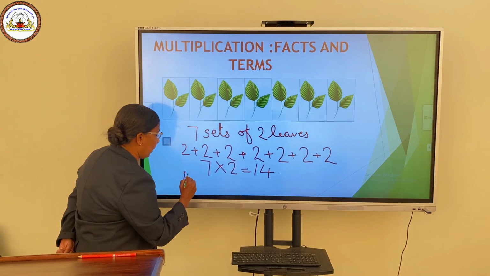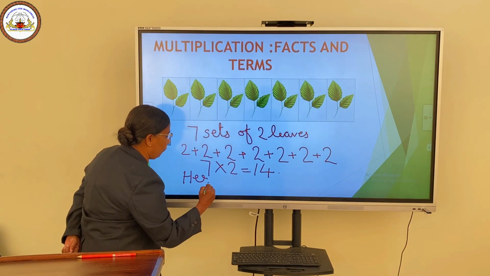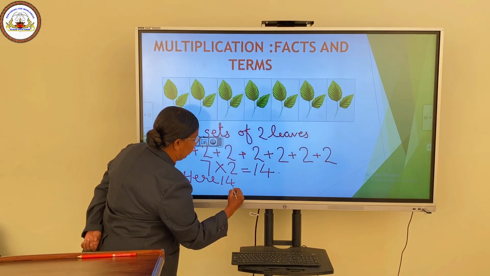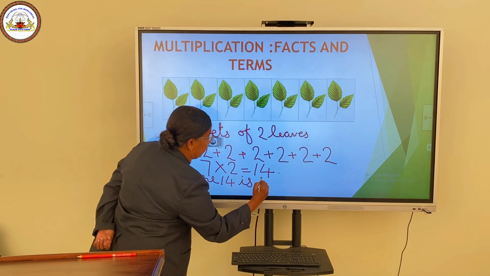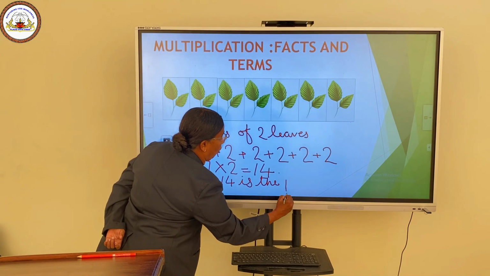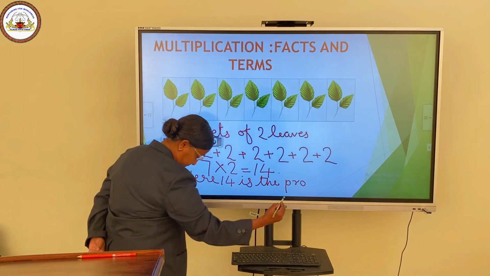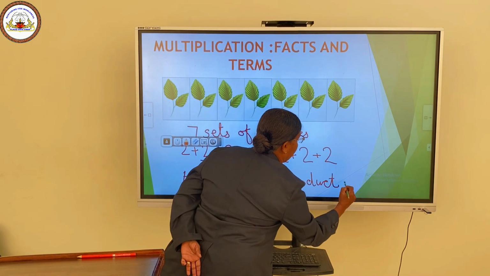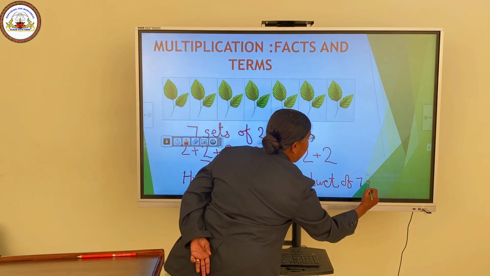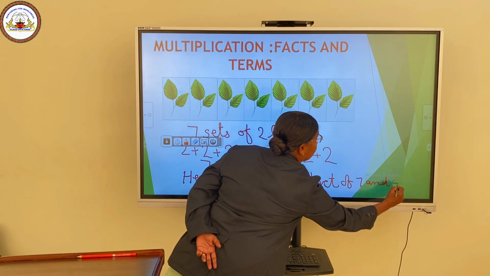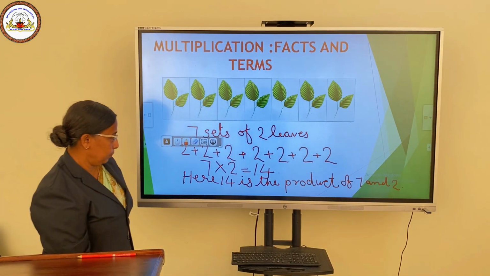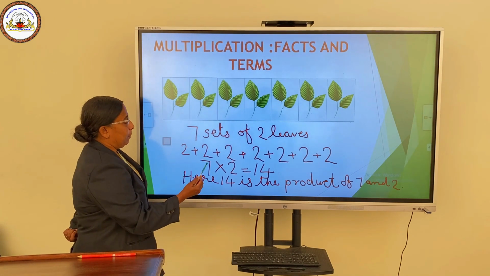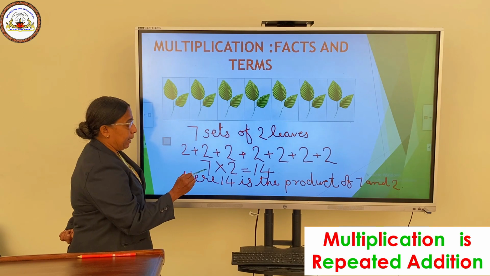Here 14 is the product of 7 and 2. So from this we have understood that multiplication is repeated addition.